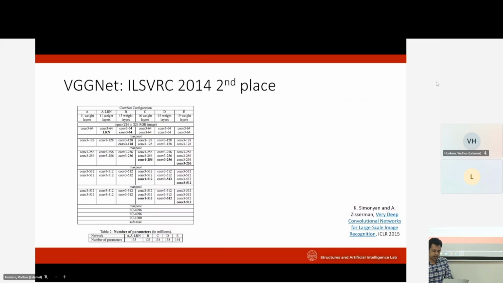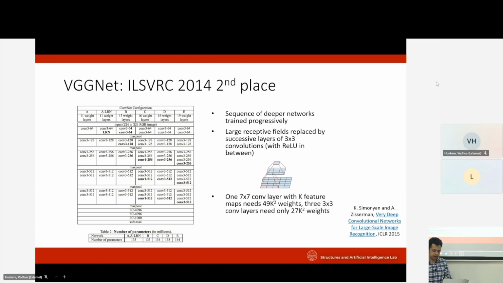Now, in 2014, the architecture that won second place is a very popular architecture because they simplified and had a very elegant architecture. They replaced the large receptive fields, so the 7 by 7, 11 by 11, those are large, with smaller 3 by 3 convolutions. Here they only have the 3 by 3 convolutions, and this is more common these days, and you could also have 1 by 1 convolutions. But this was the first paper to reduce it.